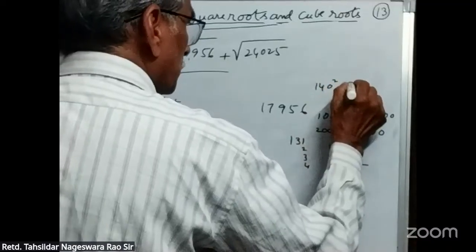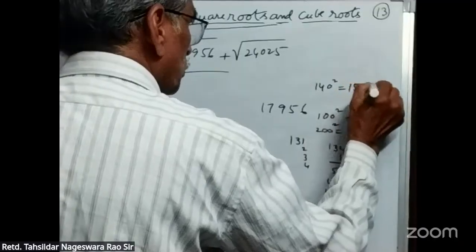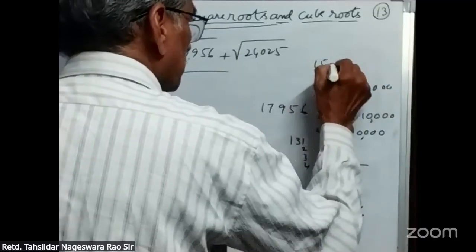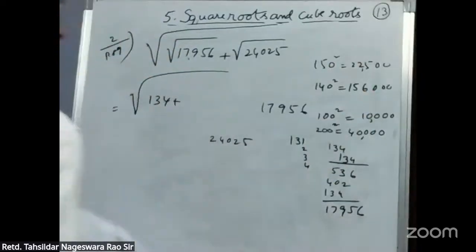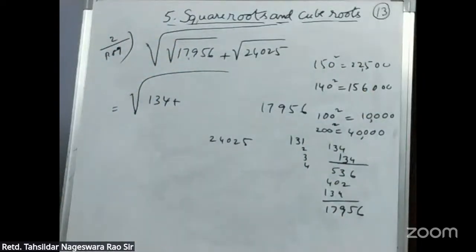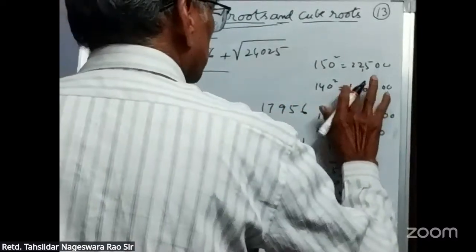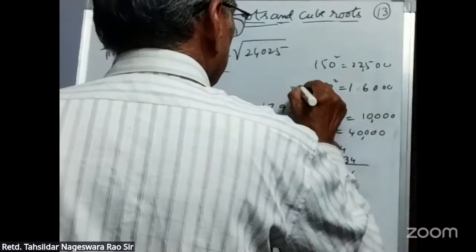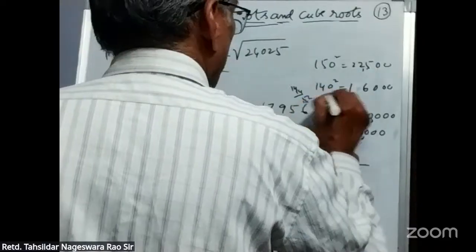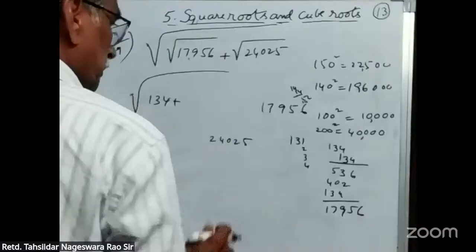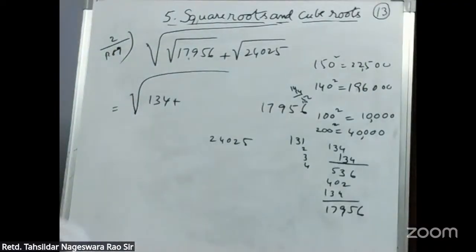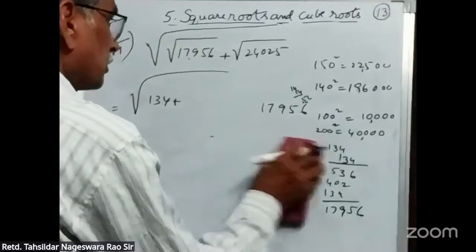You should also know the square. 15,600. 150 square is 225, 22,500. 196. 150 square is more than 150. Again from 150 onwards.